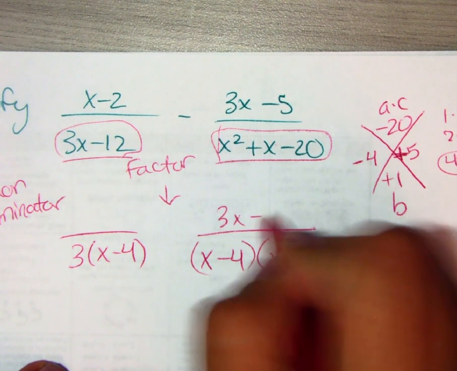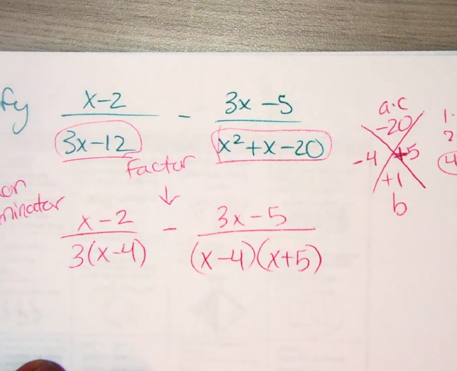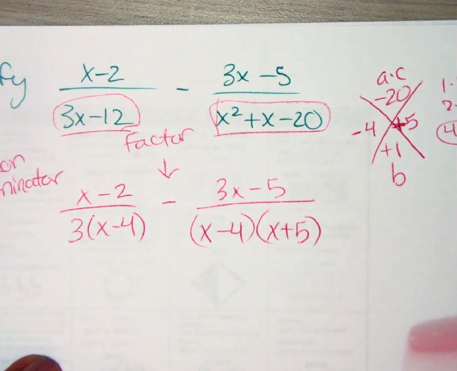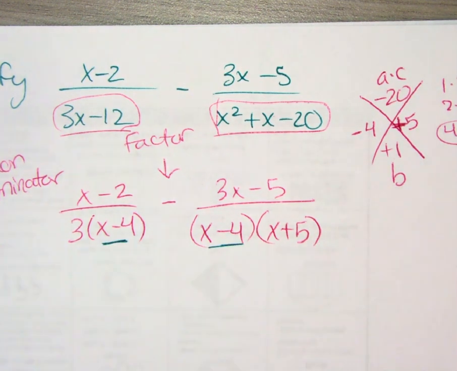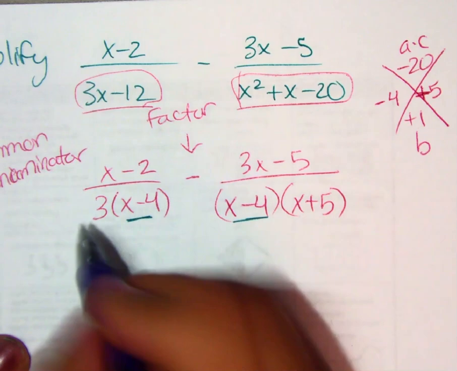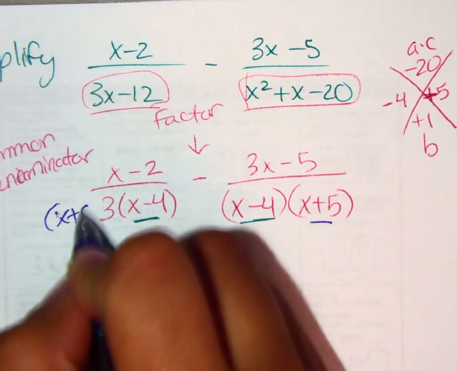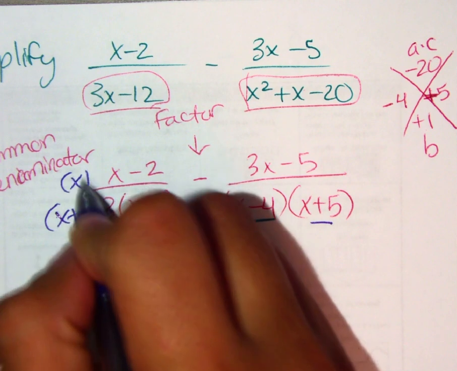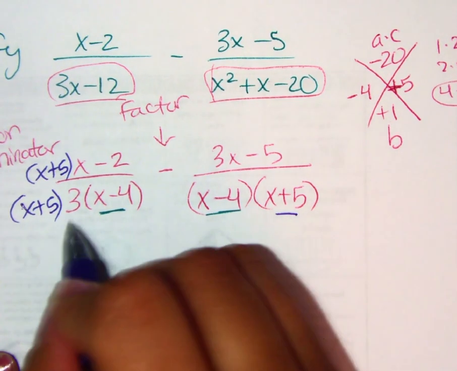The numerators stay the same. And now that we have the factors, we compare. So x minus 4 is the same factor, but the others are not there. So on this side, you need to put this factor, x plus 5, on both top and bottom, numerator and denominator. And then on this side, we need 3.